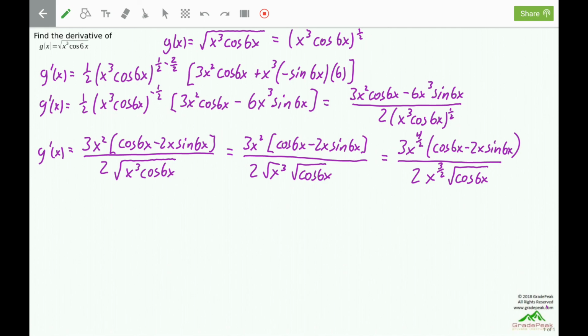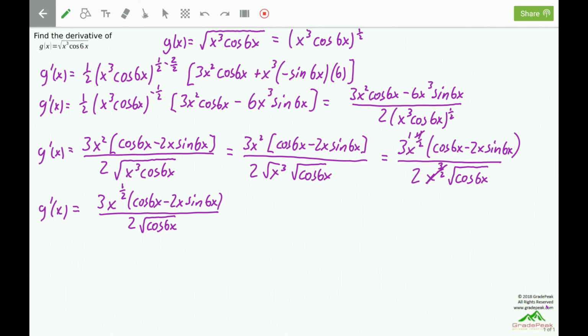But now let's combine by subtraction of exponents. So g prime of x will equal, in the numerator we have 3, and then x to the 4/2 minus 3/2. 4/2 minus 3/2 is going to leave us with 1/2. We subtract them. We cancel it out fully in the denominator, and that takes out 3/2 from there, and that'll be left with a 1/2. So it'll be 3x to the 1/2. We have the cosine 6x minus the 2x sine 6x, and then all of this divided by 2 square root of cosine 6x.